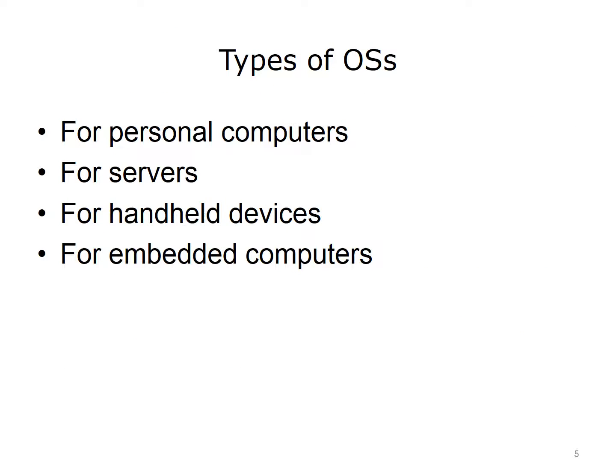This lecture classifies and describes commonly used operating systems. All computers have an OS, and there are several types available. There are operating systems for personal computers, for servers, for handheld devices, and for embedded computers. All of them provide some level of the same core functionality, but differ in complexity and size.